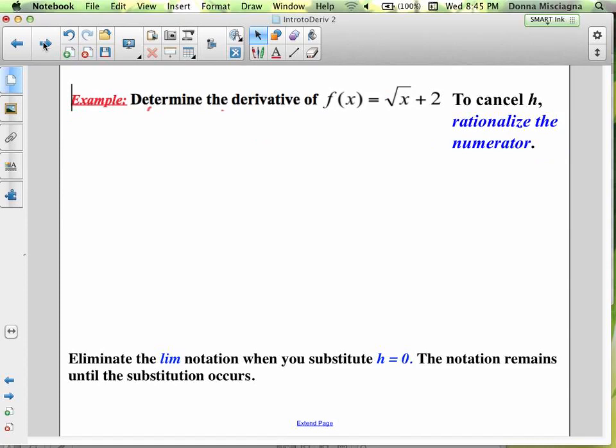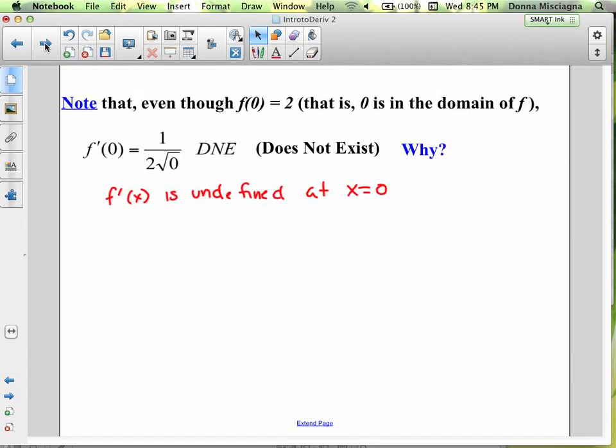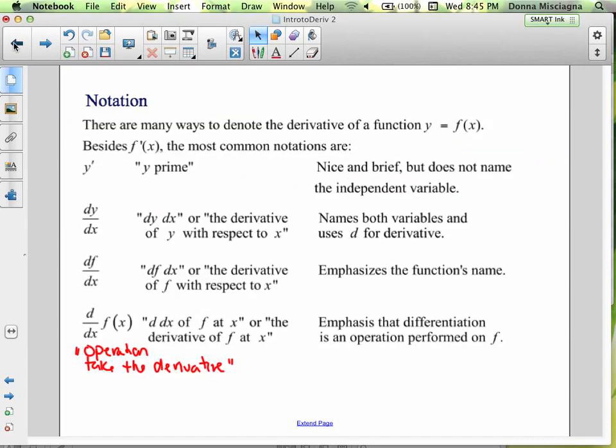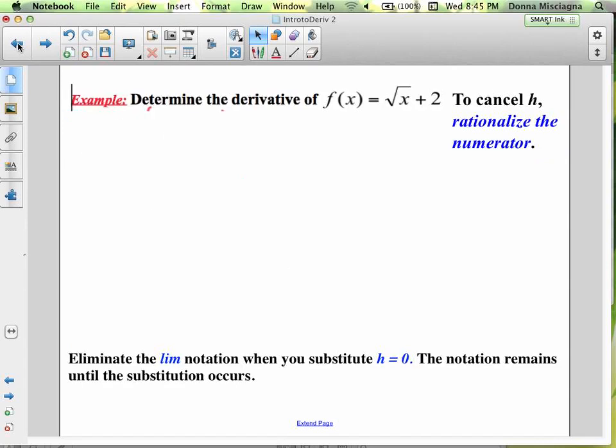So we want to determine, I think this is the last one I'm going to do, and then we're going to talk about function notation, and we'll do that in the next video. So a little preview of what's going to happen when we plug in, but ignore that for now. And so let's find the derivative of f of x equals the square root of x plus 2. So we have the limit as h approaches 0, and that, of course, is our derivative.